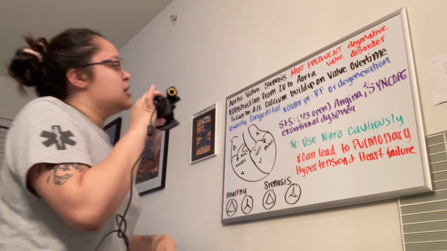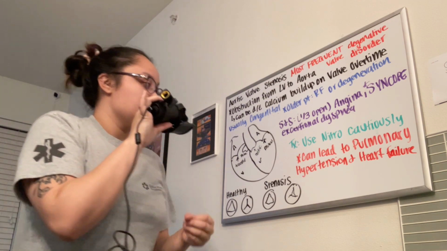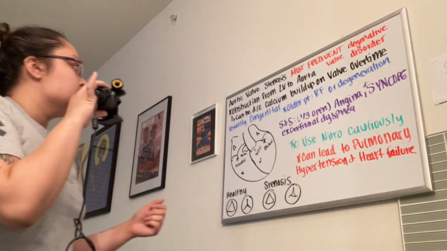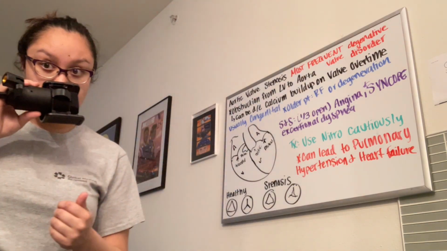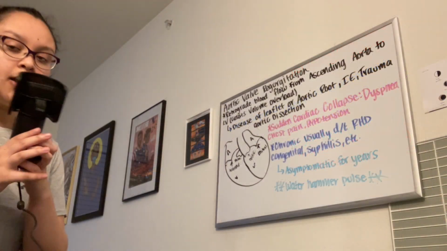Signs and symptoms, it's going to be angina, syncope, and exertional dyspnea. As far as treatment goes, we want to use nitro very cautiously. And then key thing to note with aortic valve stenosis is that it can lead to pulmonary hypertension and heart failure. Cool. Okay, last one.